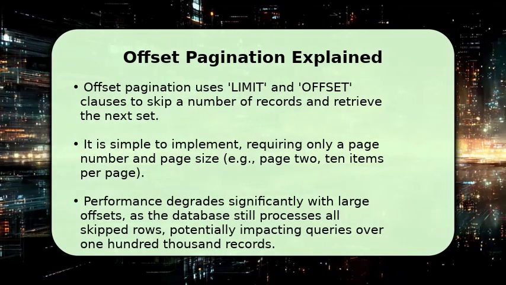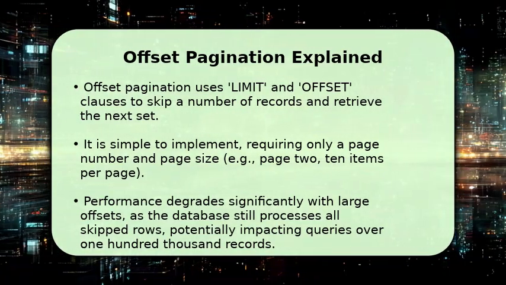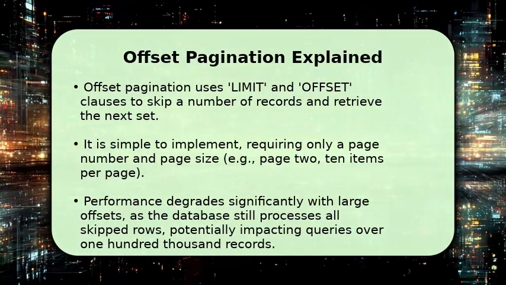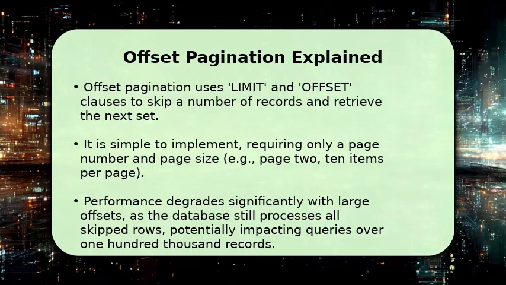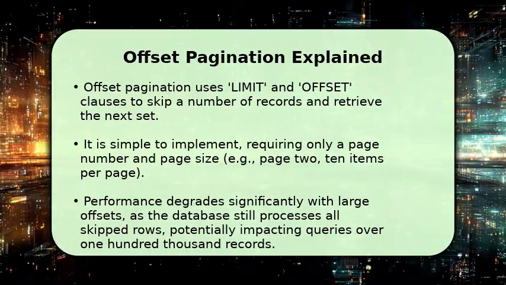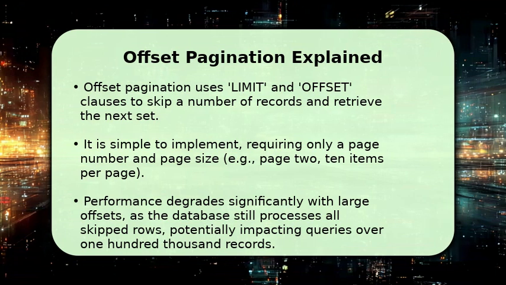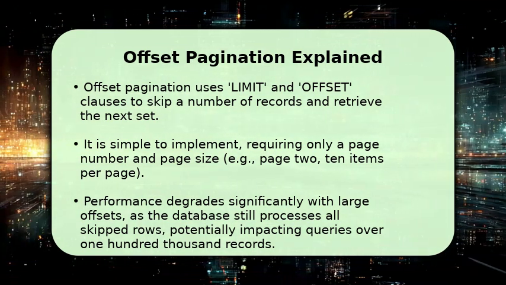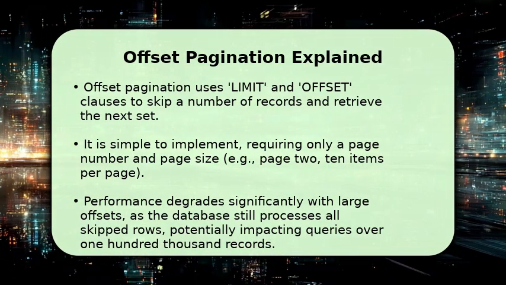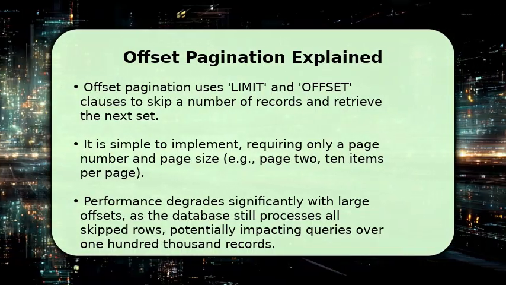Offset pagination, often seen as the simpler approach, relies on the limit and offset clauses in database queries. You might request, for instance, 10 records, skipping the first 20. While straightforward to implement, this method can become inefficient with large datasets, perhaps over 100,000 records, as the database still processes the skipped rows. Furthermore, if new data is inserted or deleted before the next page is fetched, users might see duplicate entries or miss some entirely, leading to an inconsistent user experience. It's a common pitfall to be aware of.